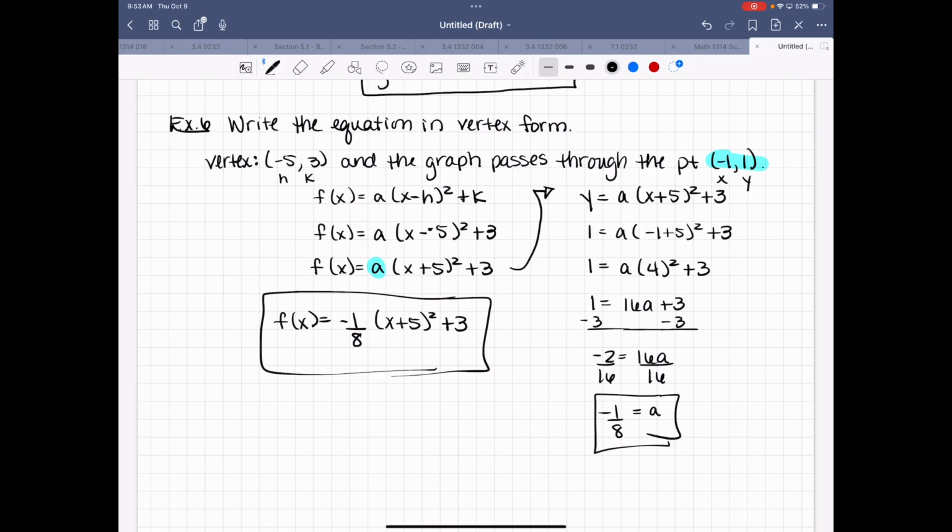You know, they changed the numbers on y'all anyway. So we would get -1/8 times x plus 5 squared plus 3. Okay? Because if I change that, that would be a -3. Yeah, we got that. And then that would be a +5. Oh, well, I can just pick that. I don't even have to find a. They make that easy on y'all.